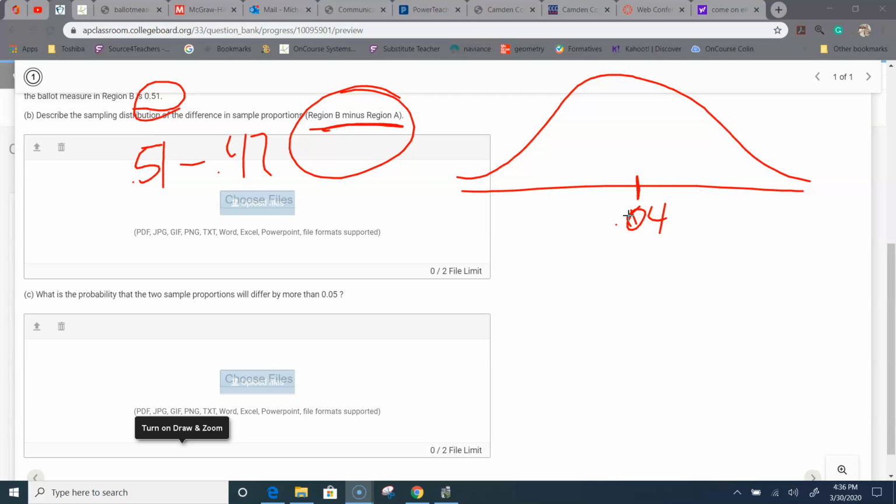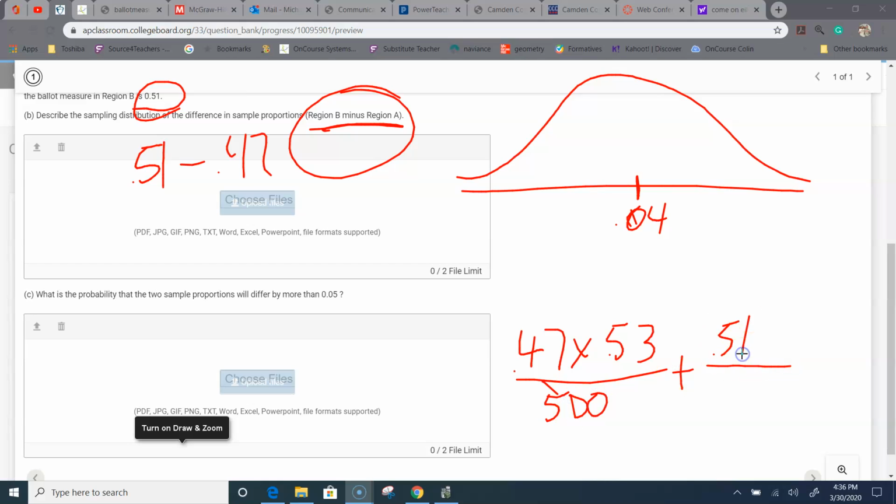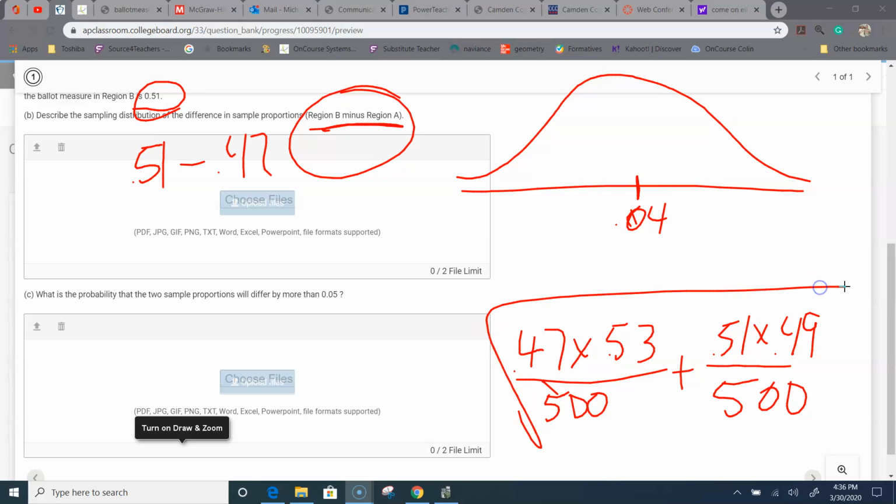Okay, the spread or the standard deviation, that's just going to be our first standard deviation, right? Remember our rule, right? There's no rule for standard deviation. The rule is for variances. So 0.47 times 0.53 divided by 500. And then I can add that variance to 0.51 times 0.49 divided by 500. That's the combined variance. Well, my rule is that variance is always add, so I would have to take the square root of that. Okay, and that would be their differences.